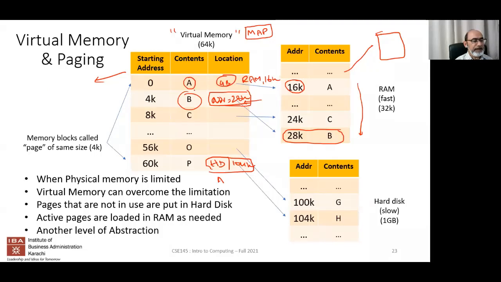So this is A, B, C, D, E, F, G, H, I, J, K, L, M, N, O, P. I think that's 16. Okay, you have 16 blocks. So how much memory would the map itself, the virtual memory map, take? Sir, 64K. Okay, so you're reading that from over here. Does anybody disagree or agree with that?